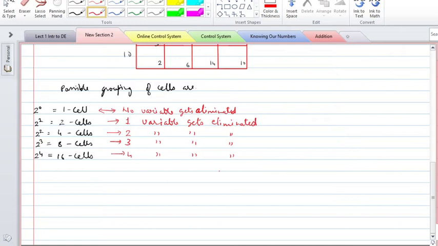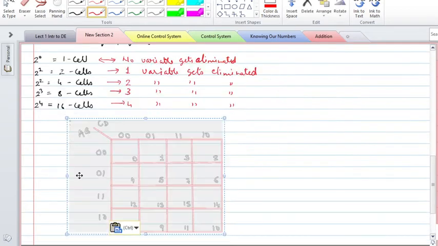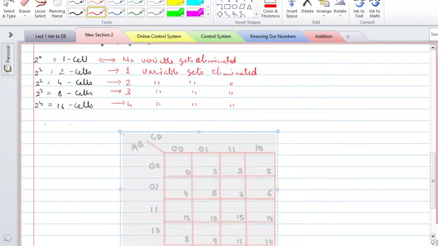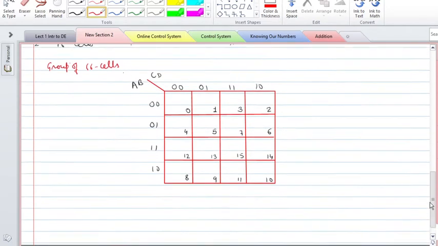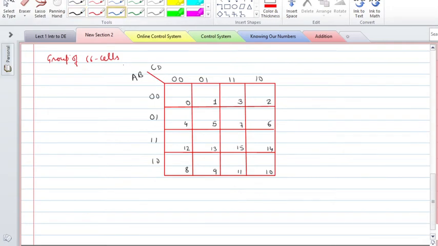So let's first see the possible groups of 16. Group of 16 cells. In this particular case, if all the cells are filled up with 1, then it forms a group of 16 cells, and this results in a function f is equal to 1.